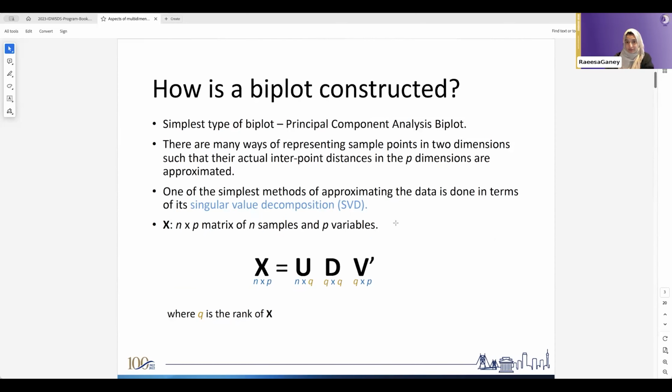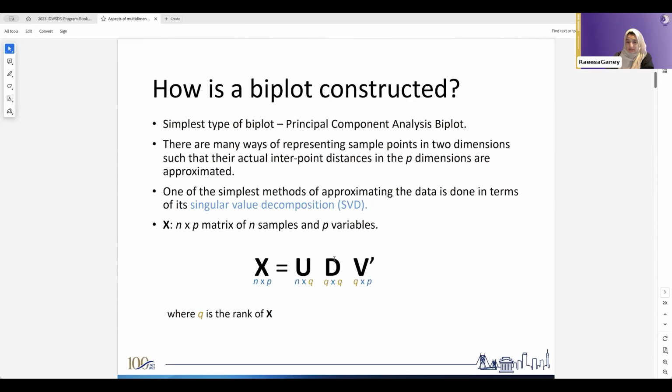The simplest type of biplot is called the PCA biplot, the principal component analysis biplot. And there are many ways of representing the samples in 2 dimensions, such that the actual interpoint distances in the p-dimensional space, so in the high-dimensional space, are approximated. And we approximate this data set using the singular value decomposition, so the SVD. What we have is a data matrix X, n by p, so there are n samples and p variables. And we are then using the decomposition to get the matrices U, D, V prime.